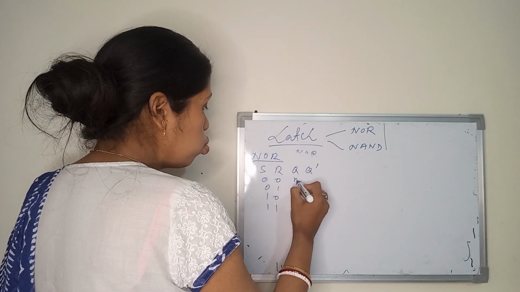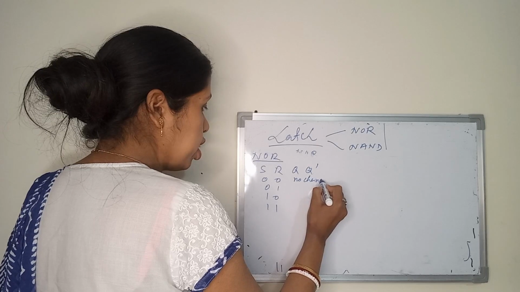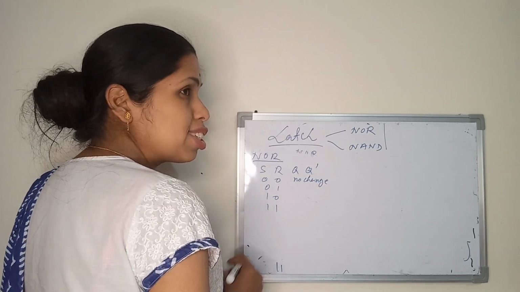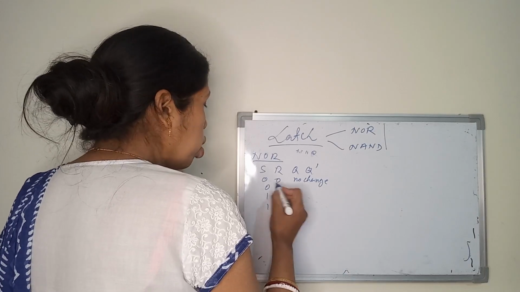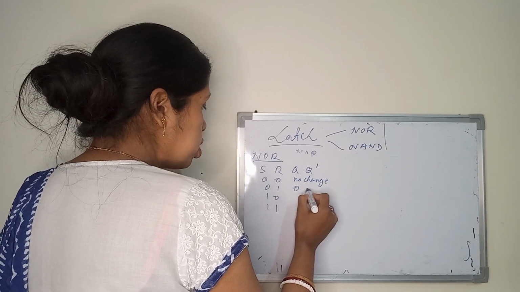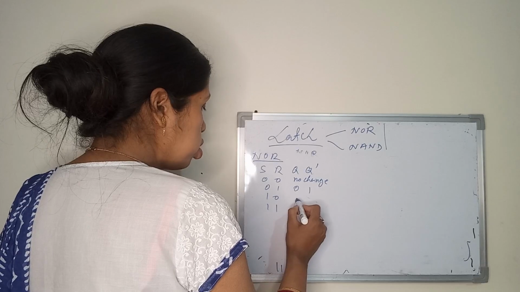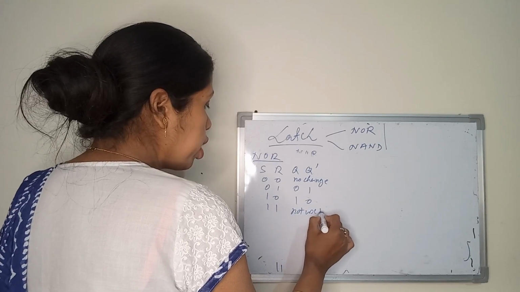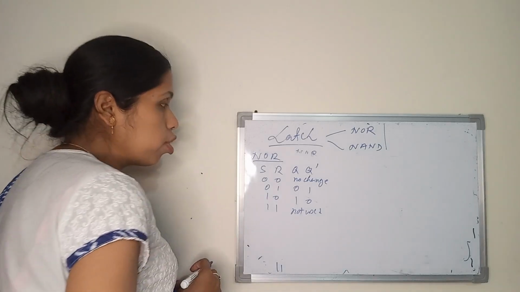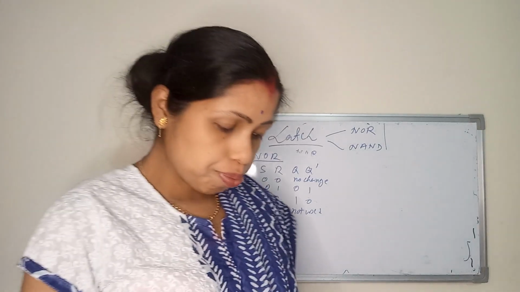If 00, there is no change, the memory effect. Whatever my previous output was, the same will be reflected in the present output. 01 is the reset condition, 10 is the set condition, and 11 is the not used condition. This I discussed on the NOR latch, right?